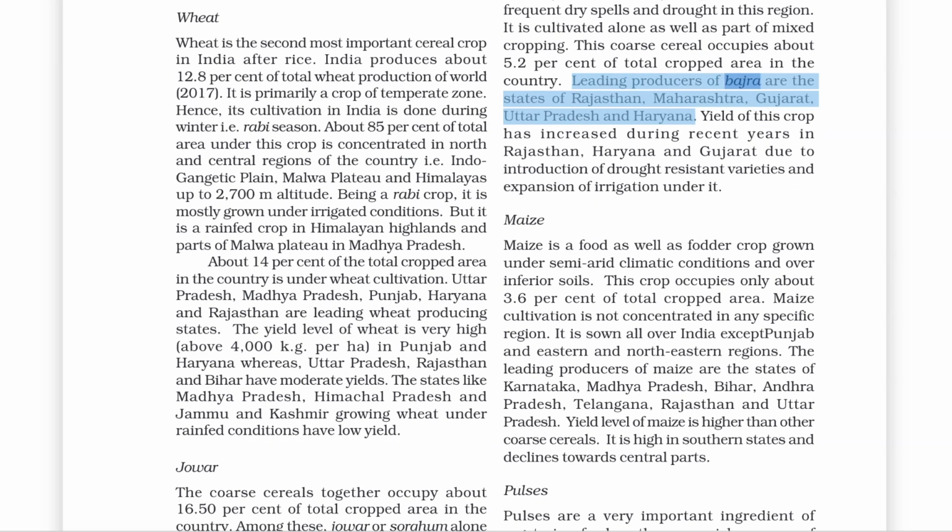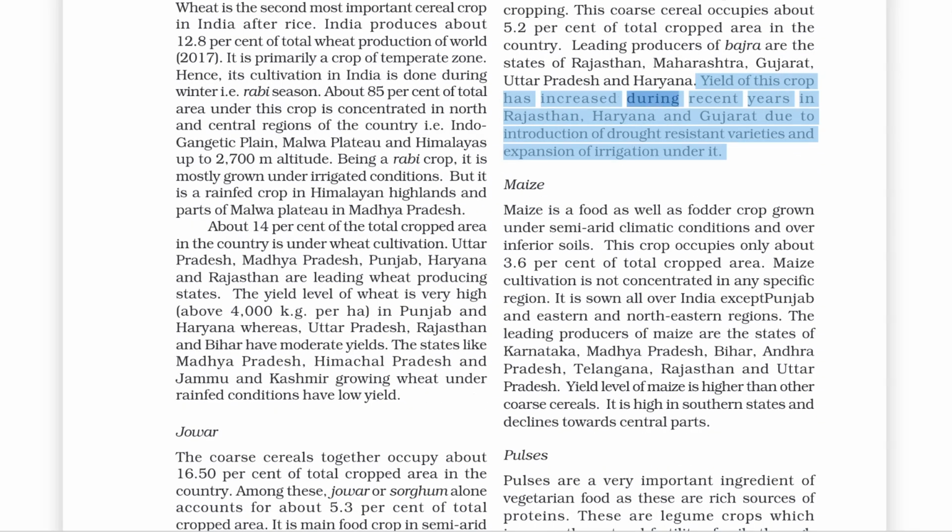Leading producers of bajra are the states of Rajasthan, Maharashtra, Gujarat, Uttar Pradesh, and Haryana. Yield of this crop has increased during recent years in Rajasthan, Haryana, and Gujarat due to introduction of drought-resistant varieties and expansion of irrigation under it.